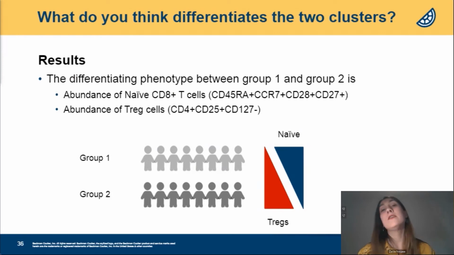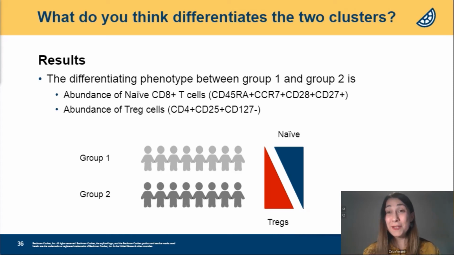First is the abundance of naive CD8 positive T cells. And we have seen that there are more naive cells in group 1. The second one is the abundance of Tregs. And we have seen that Tregs are more abundant in group 2.